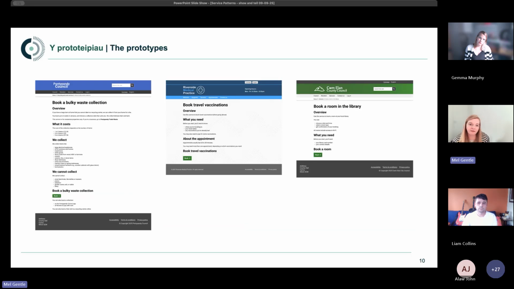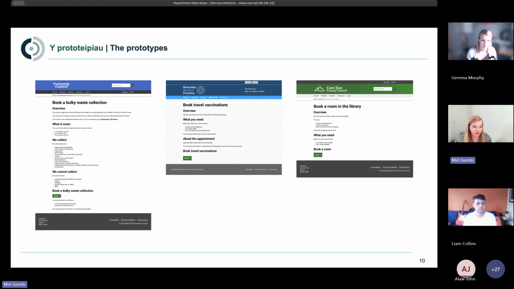For the testing, we created 3 example services to put in front of people. These were all fake services, and they were all created using the same booking pattern, or the same building blocks of that booking pattern. One was for booking a bulky waste collection, another was for travel vaccinations, and the third was for booking a room in a library.